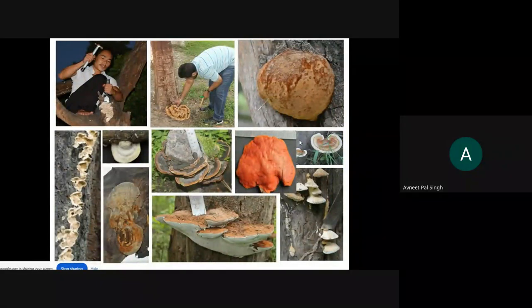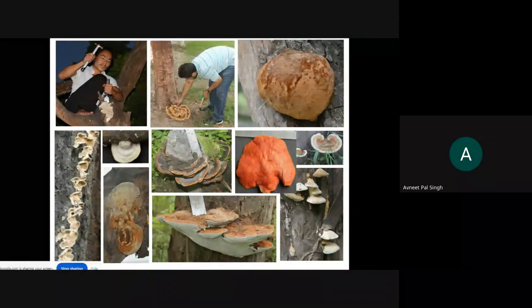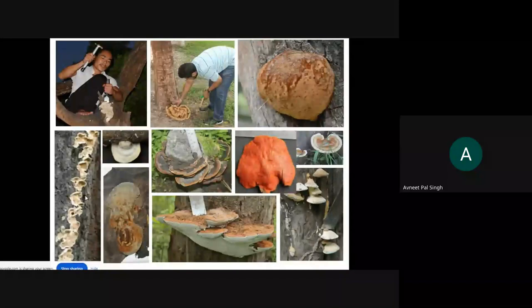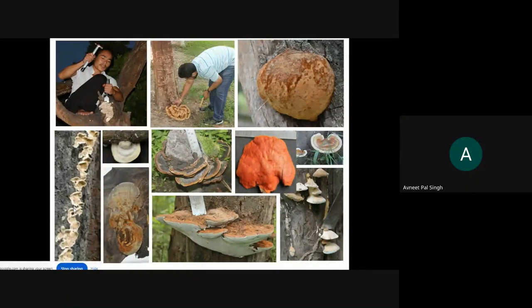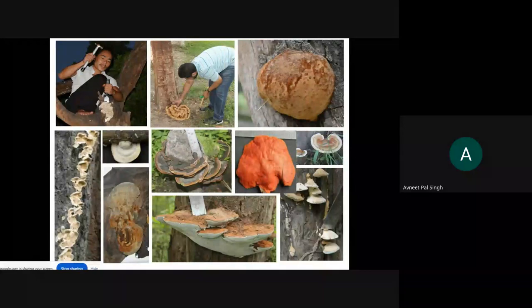From resupinate, we have a lot of variation, with reference to the fructifications which do form the pilei. Now, in this picture on your left-hand bottom, you can see some portion is sheet-like, then some portion is projecting at an angle. For this, we use the term effused reflexed. Some portion, particularly the marginal portion, is reflexed. And in all these cases, you can see there is a well-defined formation of pilei. So all these features are to be looked upon.